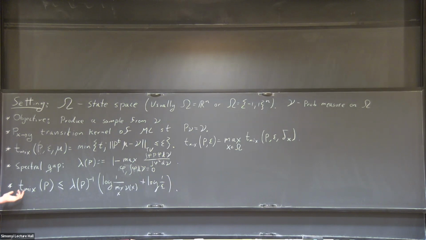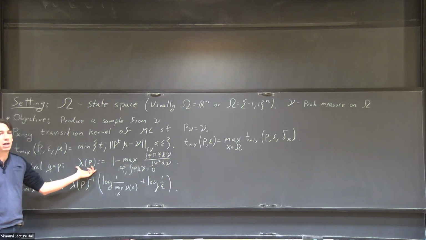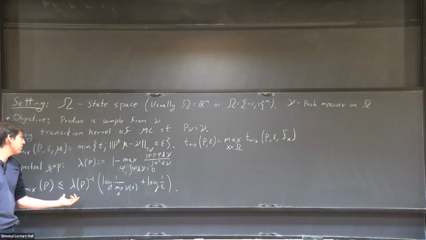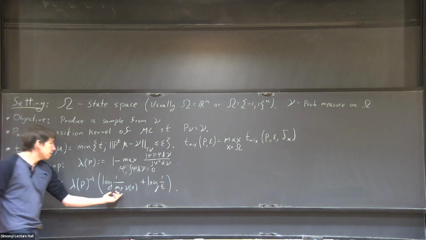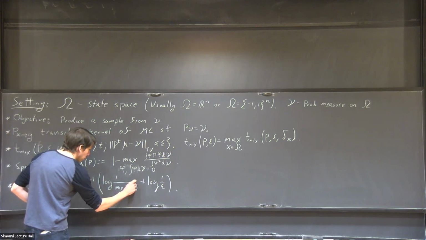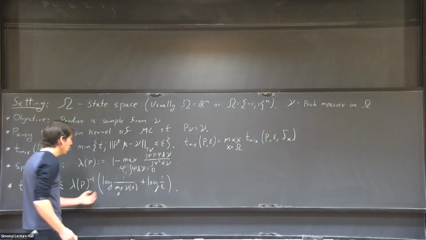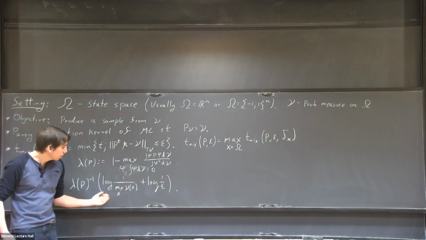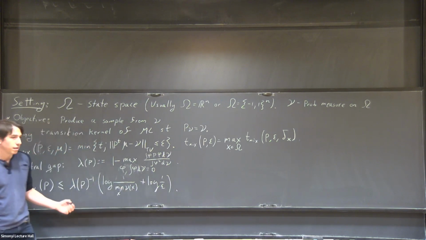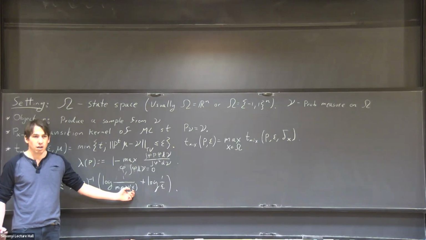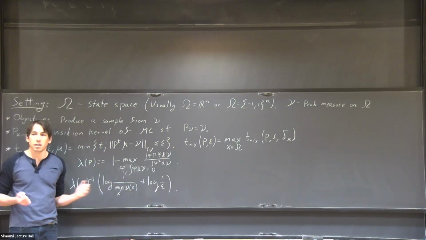And a basically folklore, easy-to-prove fact is that if we have a lower bound for the spectral gap, then we have an upper bound for the mixing time, and it looks like basically the inverse of the spectral gap. And here we have something which is sometimes annoying. It's the log of the minimum, basically the density at a single point.